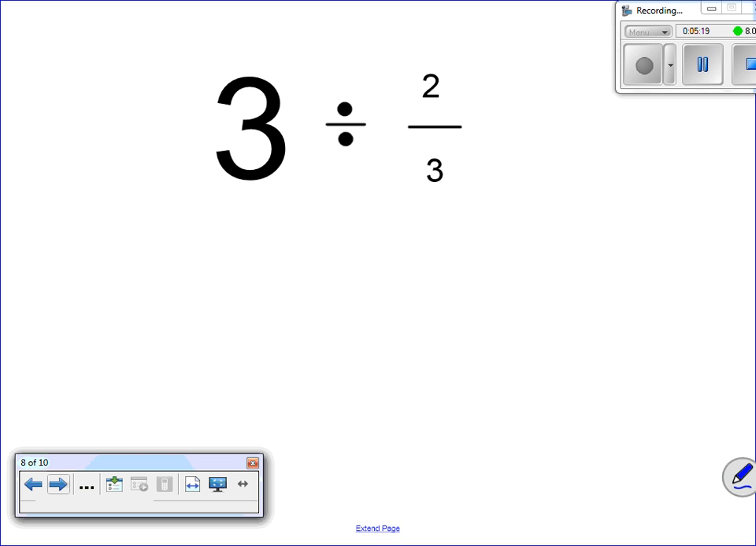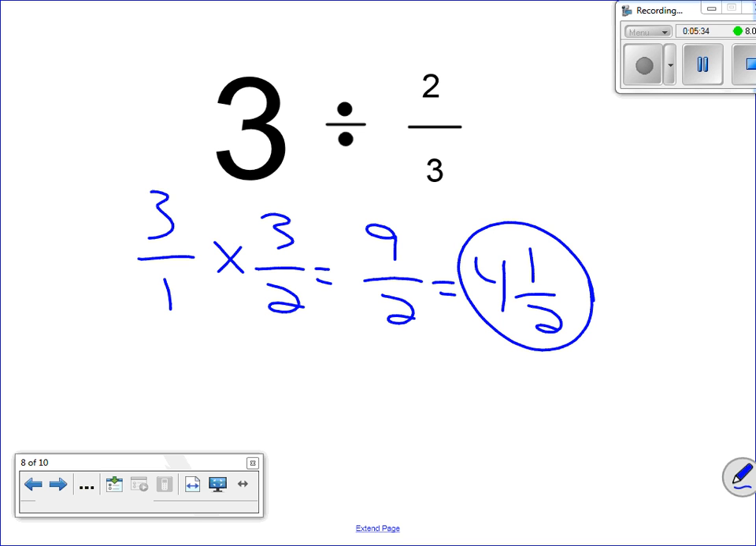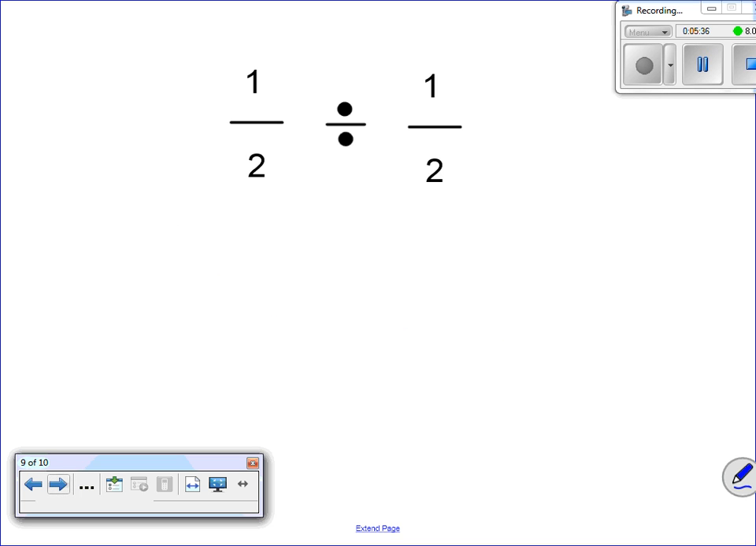Take a look at another one here. 3/1, right? Times 3/2. Your answer is 9/2. How many 2's go into 9? 4 do, 1's left over, 4.5. We've already done this problem.